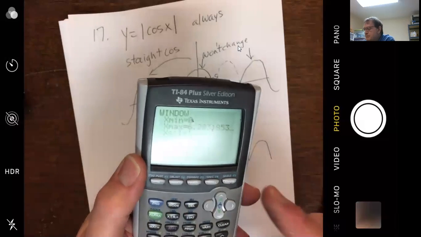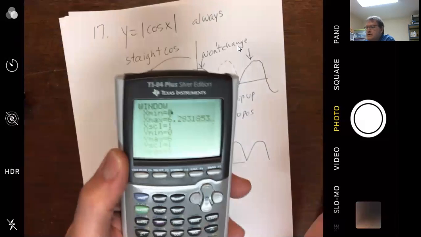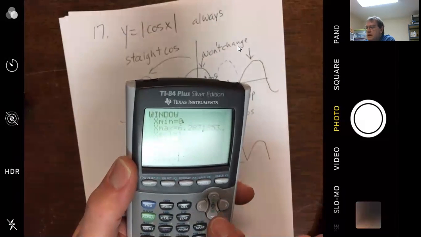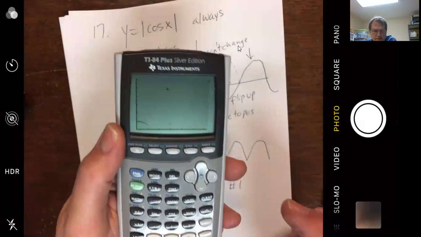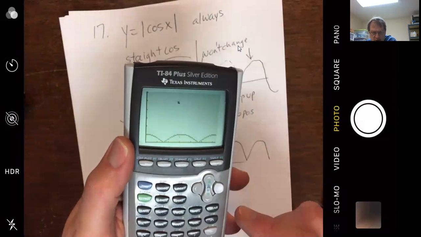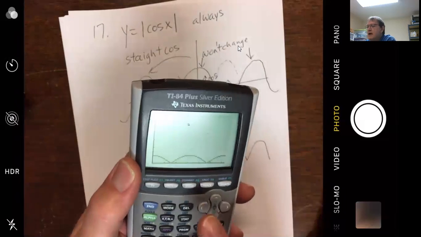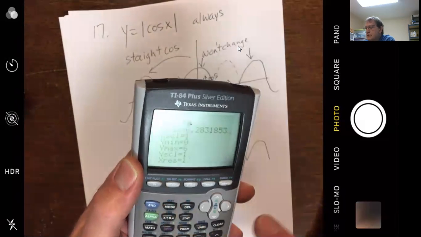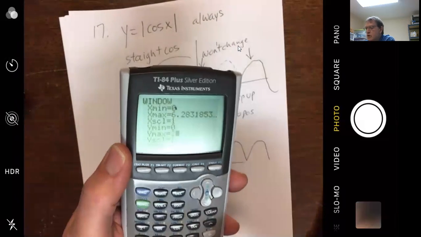Window: I can run 0 to 2 pi by 1, 0 to 6, a little big. I'll show you what happens when you do 0 to 6. Yeah, you can see that. There you are. And if you want to see it a little bigger, you can change the window, maybe 0 to 2.